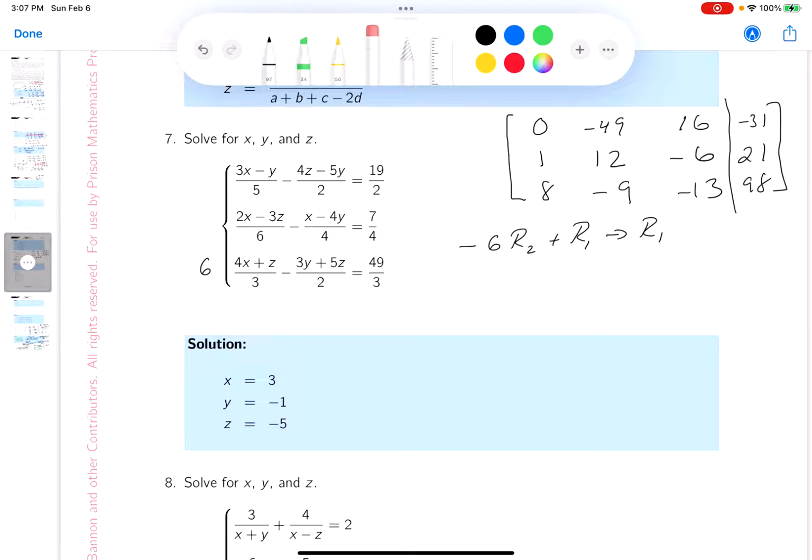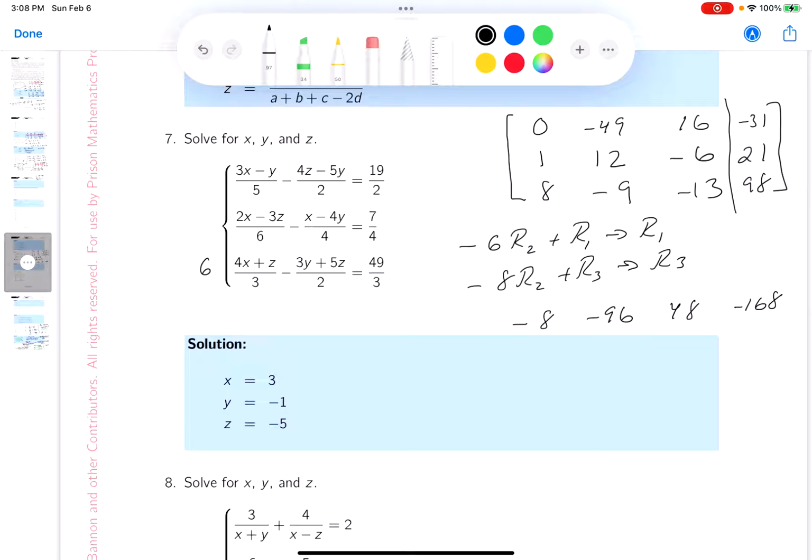And what I'm going to do now is minus, whoops, I've got to write down what I want to write down. Minus 8, row 2, plus row 3, and give it to row 3. All right, let's write this down. Minus 8, minus 96. I'm multiplying row 2 by minus 8. 48. And then, minus 8 times 21, minus 168. And then what? Row 3.